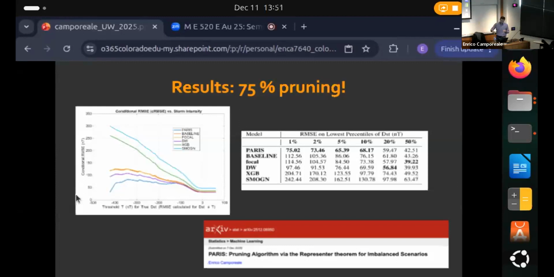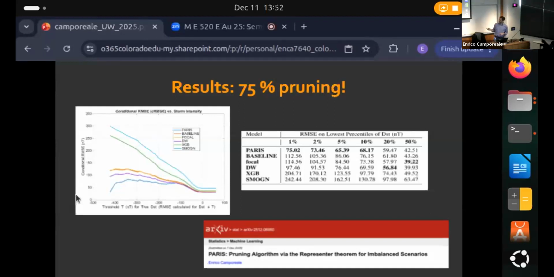And again, the crucial point to emphasize here is that all of these results are based on a training set which is 25% of what has been used in the other methods. So really, the idea is to find the minimal but most informative training set for this particular problem.